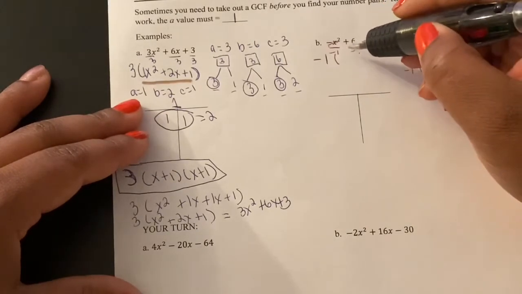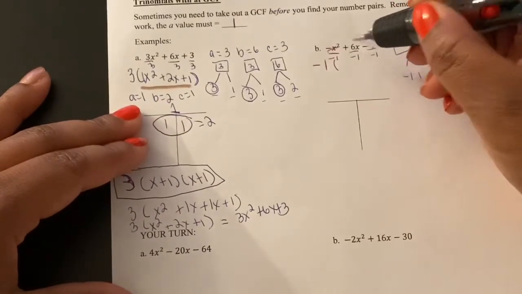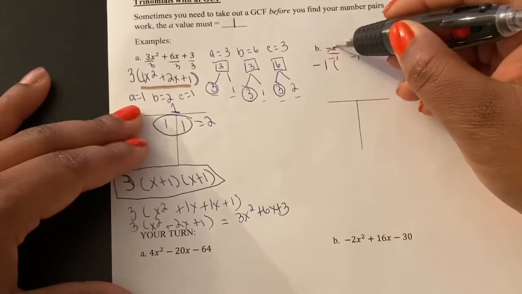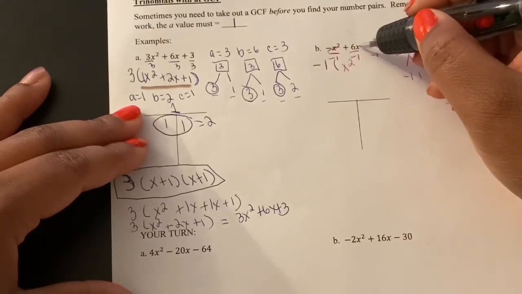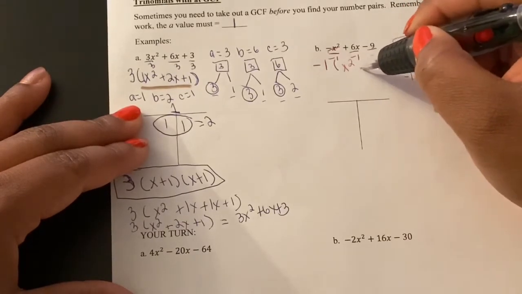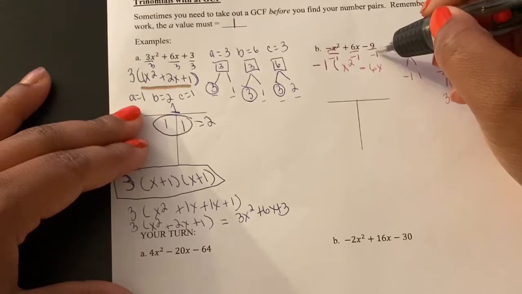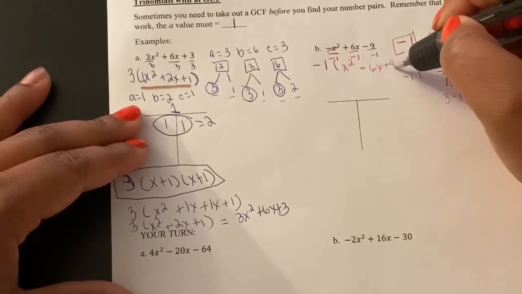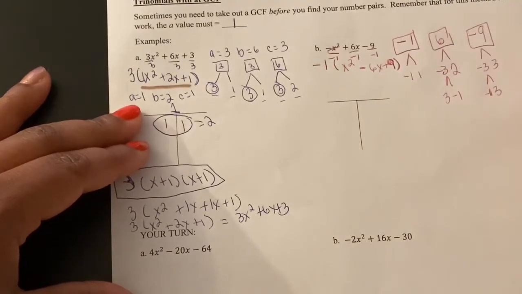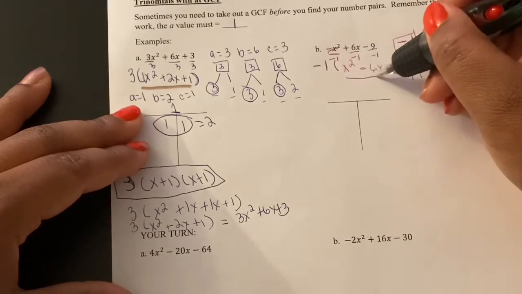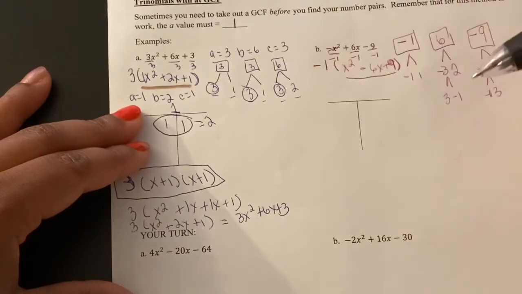So I have negative 1, and then I divide everything by negative 1. What's left is negative 1x squared divided by negative 1 is just x squared. 6x divided by negative 1 is just negative 6x. And then negative 9 divided by negative 1 is just positive 9. Okay. So this is now my new trinomial with the negative 1 out in front, because that's what I had left after I took out negative 1.